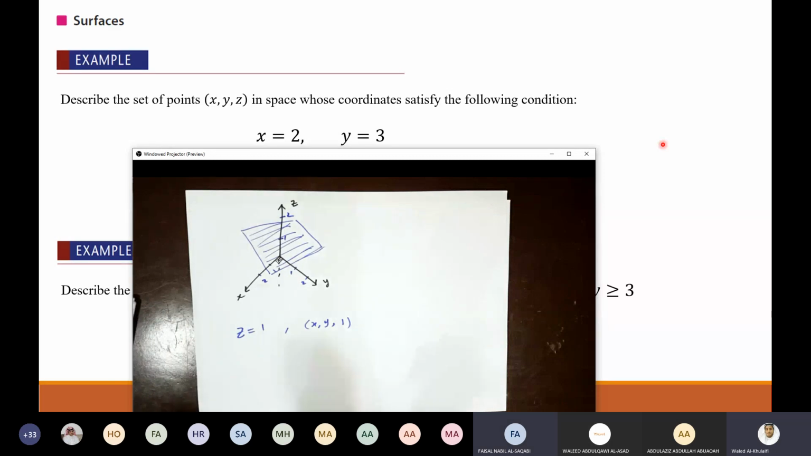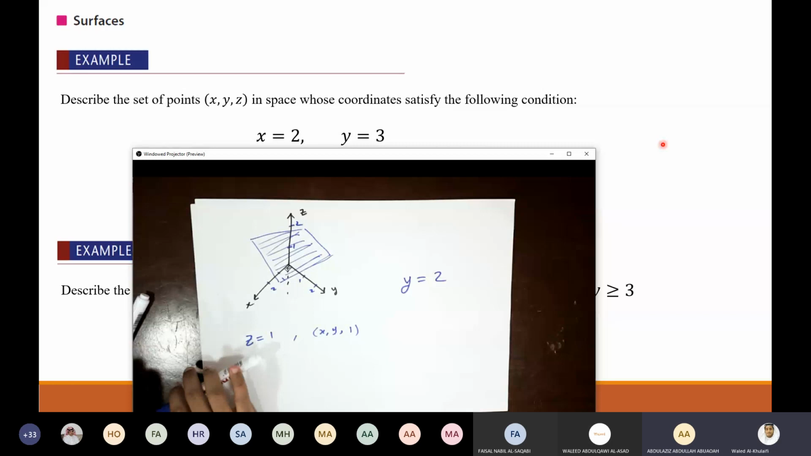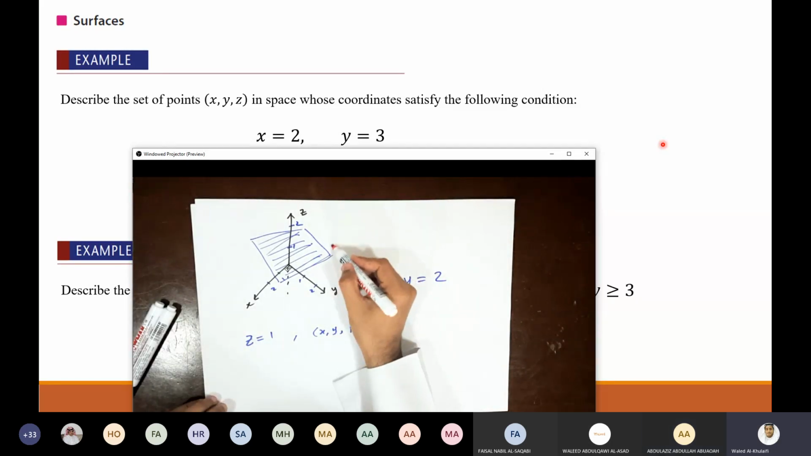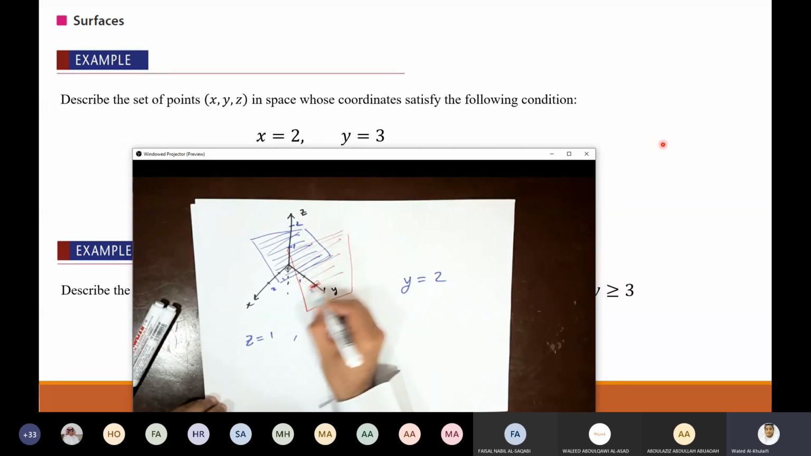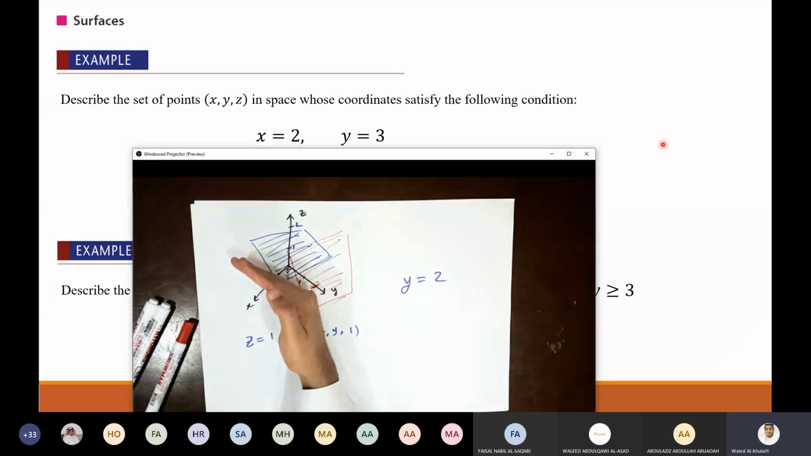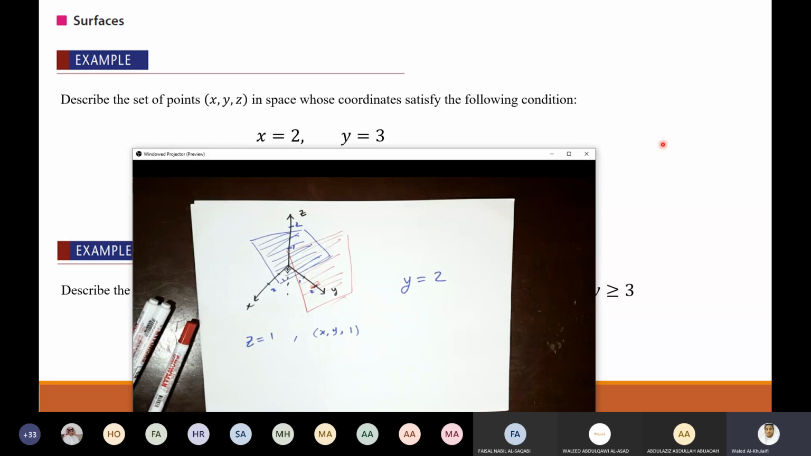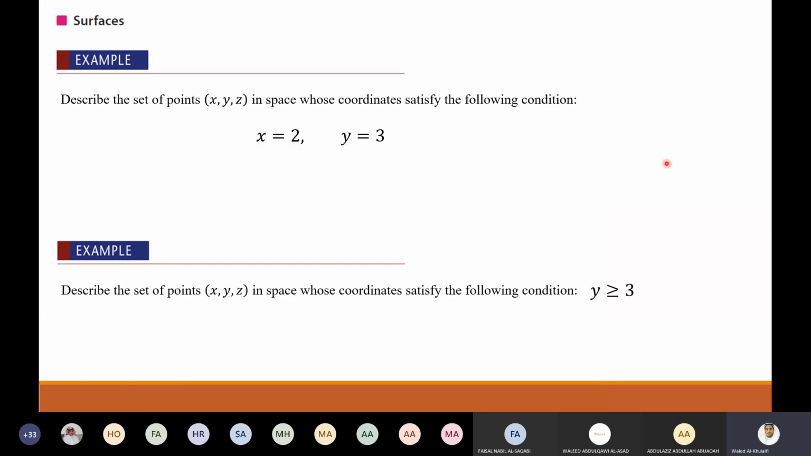Let's go back to this question. What if someone told me y equals 2? What does y equals 2 mean? X and z are free. It will be a plane like this, passing through this point. We have a plane cutting the y-axis here. The similarity holds for x. But keep in mind, it's not always positive. It could be negative, it could be anything.